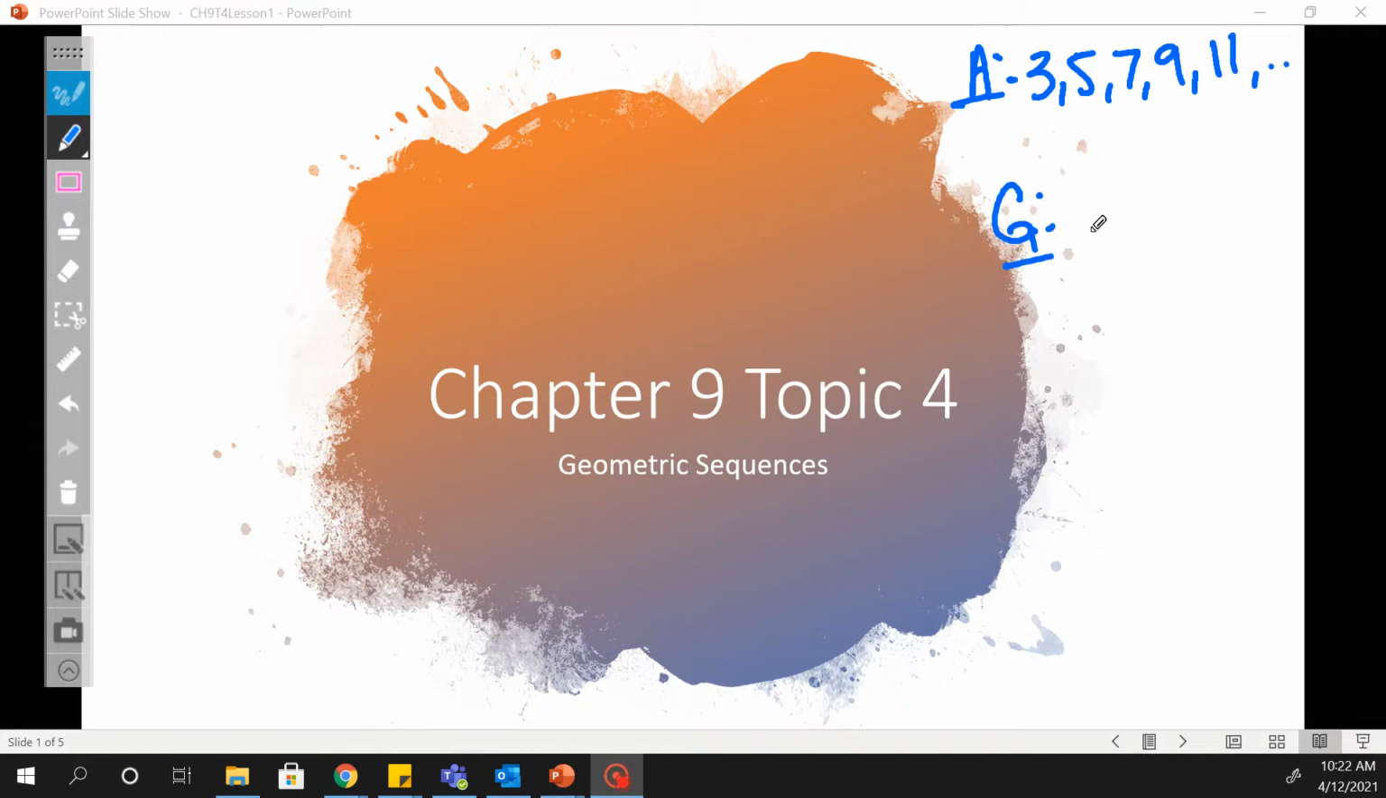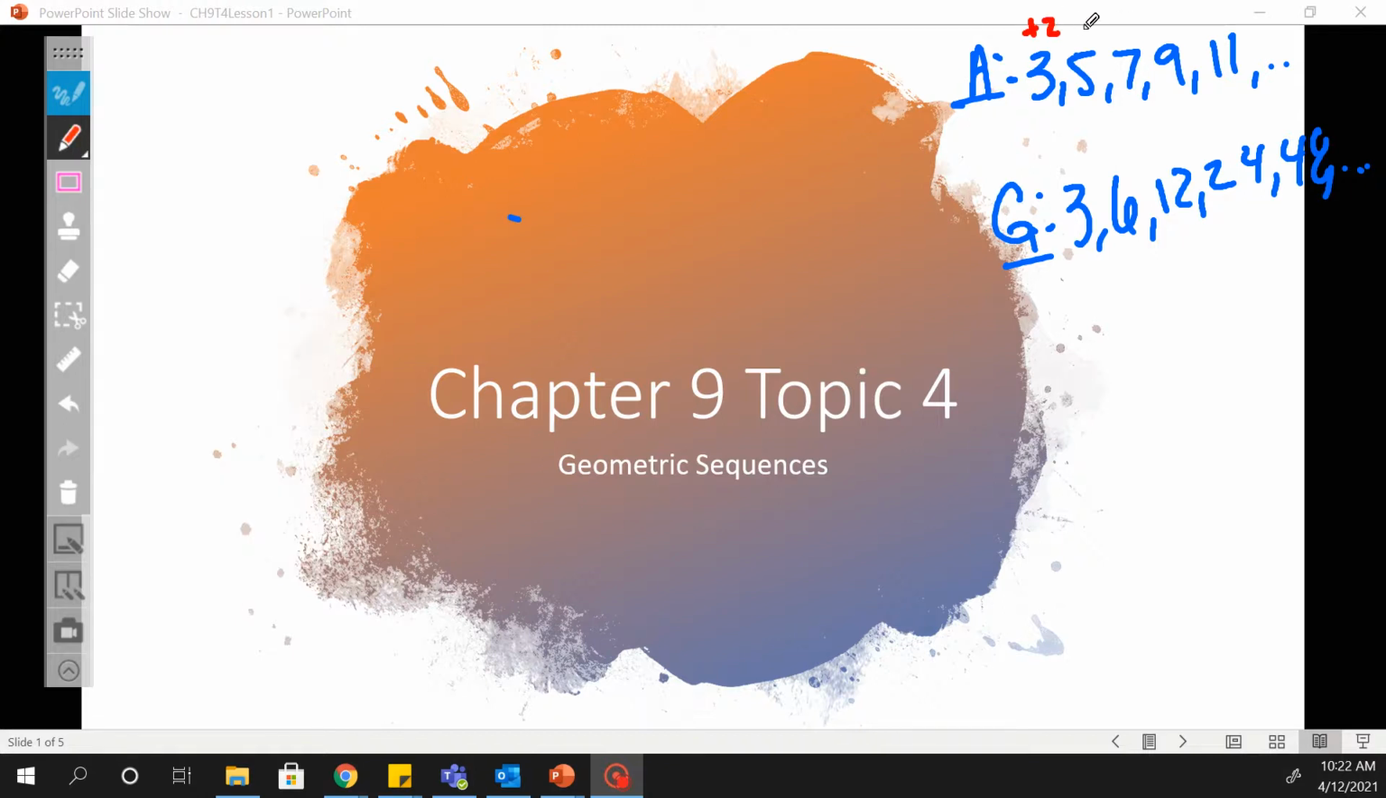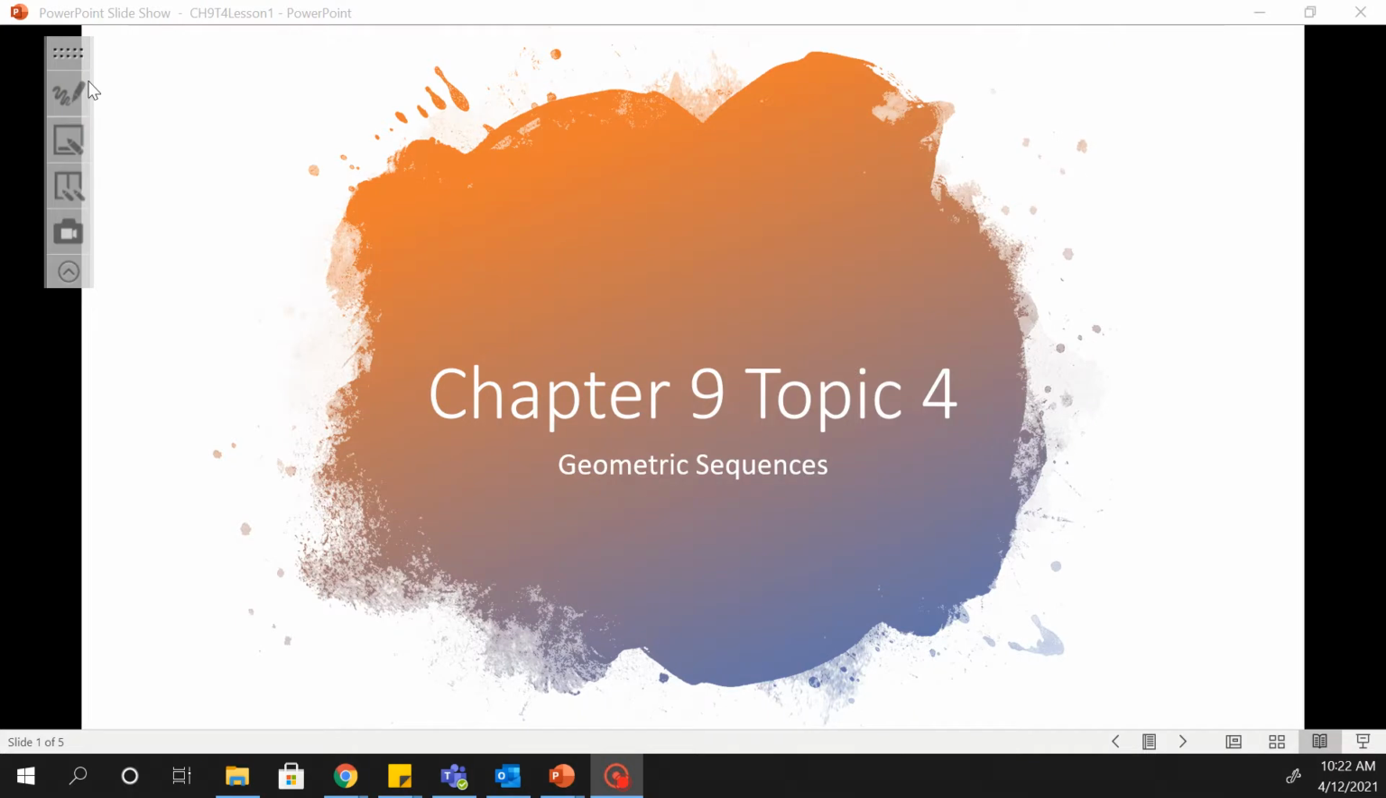A geometric sequence, on the other hand, may start with 3, but then go to 6, 12, 24, 48, etc. The difference here is that in an arithmetic sequence, you're adding a number. In this case, we're adding 2 each time. In a geometric sequence, you're multiplying by a number. See, we're multiplying by 2 each time. 3 times 2 is 6, 6 times 2 is 12, 12 times 2 is 24, 24 times 2 is 48. Okay, so you can see the difference between an arithmetic and geometric sequence.